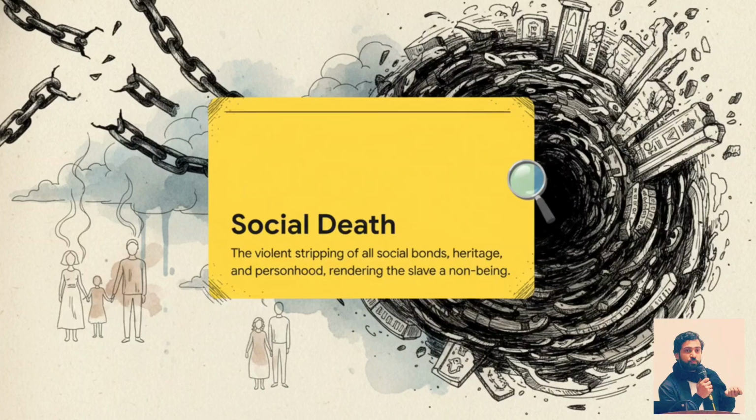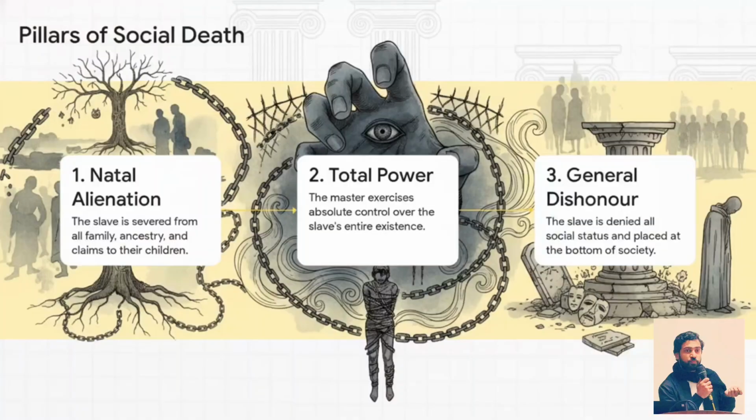At its core, it is social death. It's the violent, systematic stripping away of a person's connections to their family, their ancestors, their community, their heritage. You become, in his words, a social non-person. It's a profoundly dehumanizing state. And he argues this condition of social death stands on three main pillars.